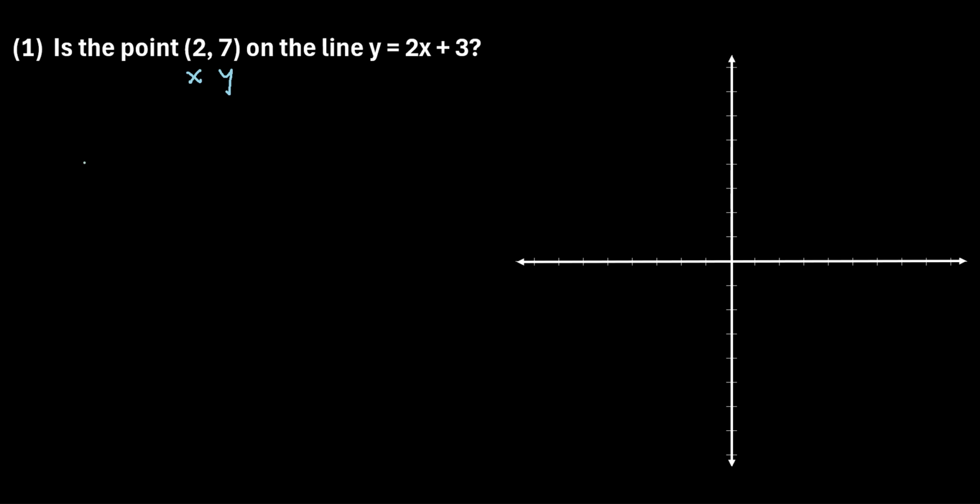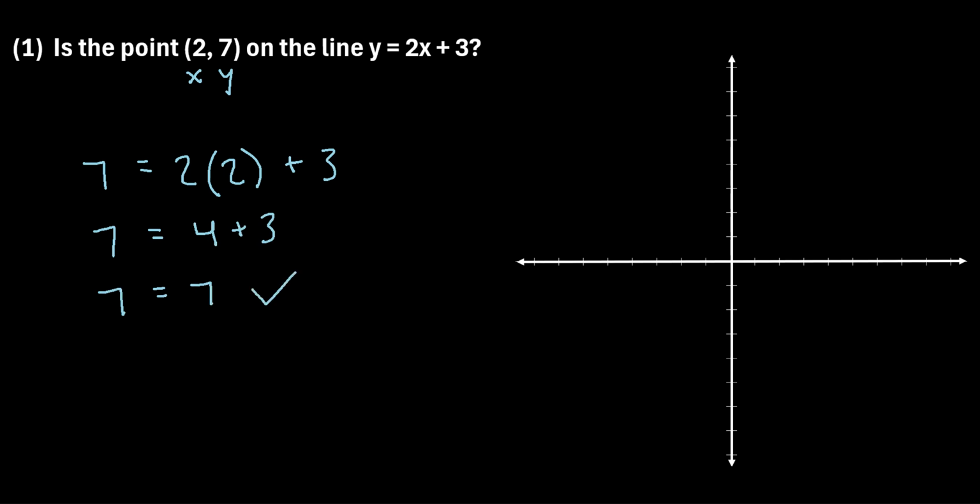So we have 7 is equal to 2 times, instead of x, we're plugging in a 2 for x. So times 2, plus 3. So we have 7 is equal to 2 times 2, which is 4, plus 3. So we get 7 is equal to 4 plus 3, which is 7. So 7 is equal to 7. So that is a true statement. So we would say that yes, the point (2, 7) does lie on the line y = 2x + 3.